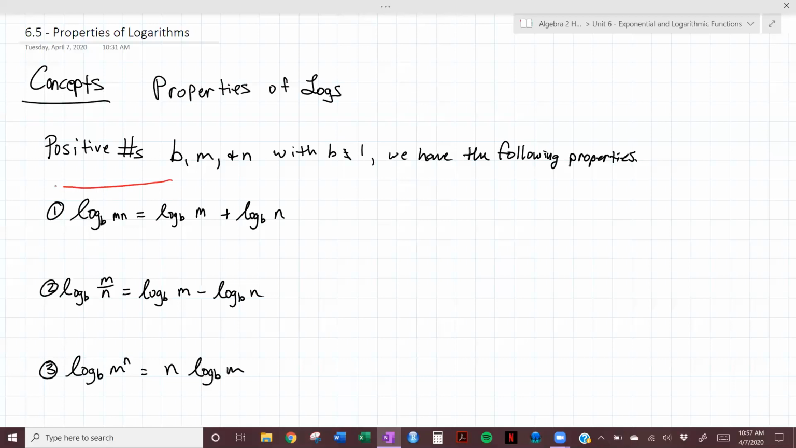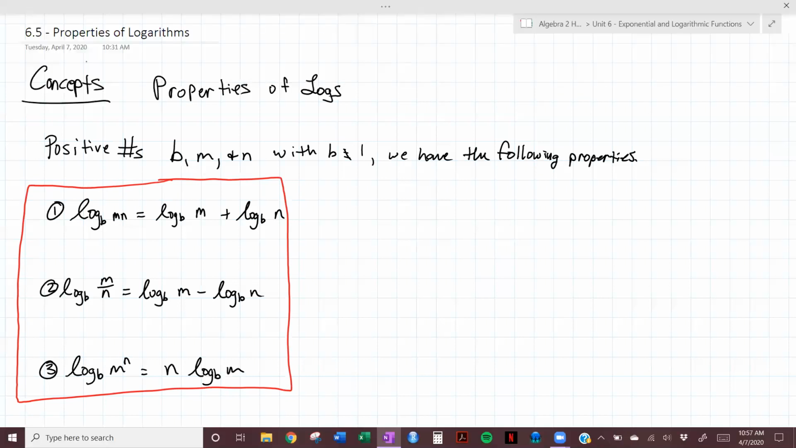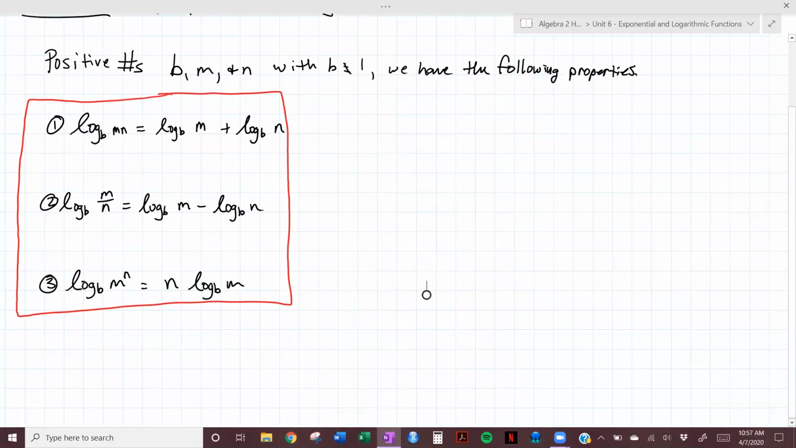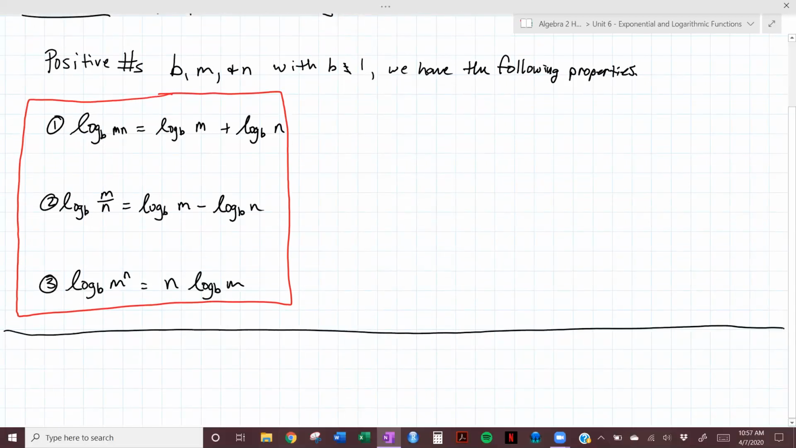Okay, these are the three properties that you will be using throughout this lesson. Make sure you know how to use those correctly. Okay, so I'm going to show you guys a couple of examples.